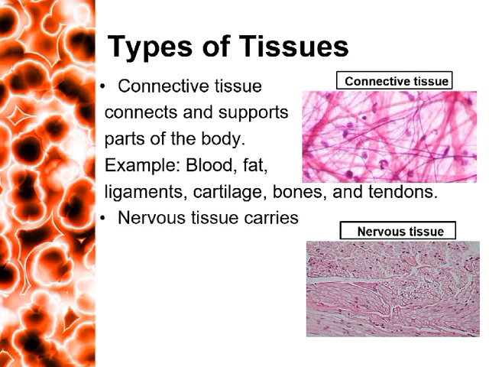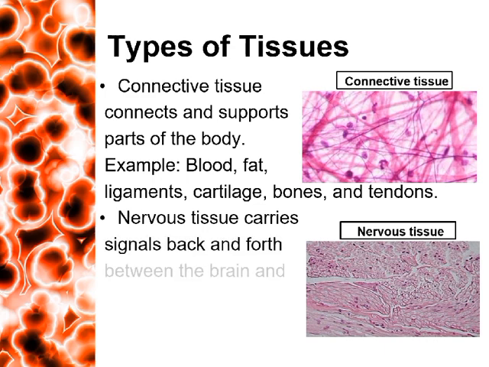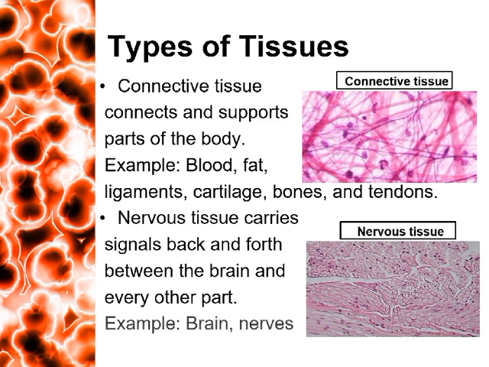Next is nervous tissue. Nervous tissue carries signals back and forth between the brain and other parts of the body, which means it carries information from one part of the body to another through nerve impulses. The organs that are made up of nervous tissue are the brain, nerves, and spinal cord.